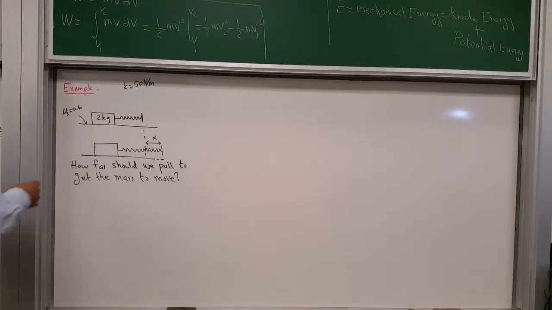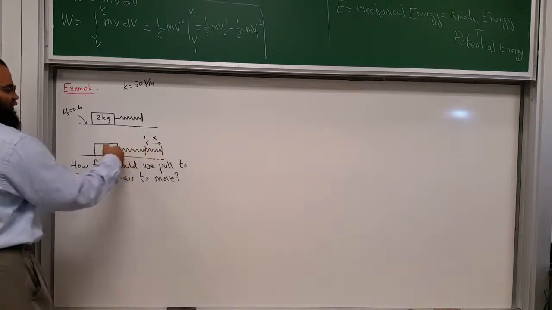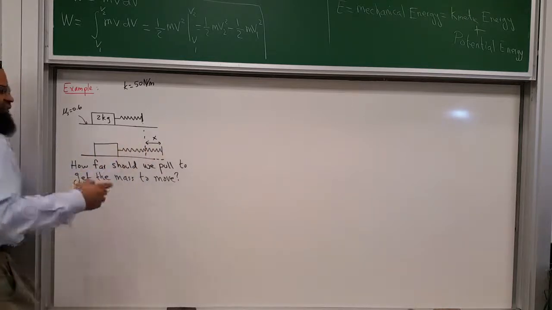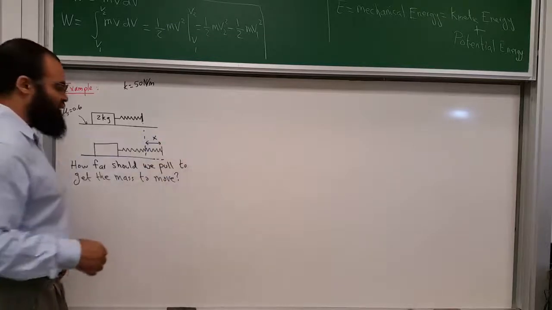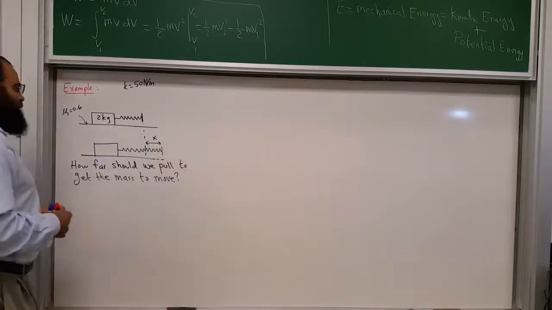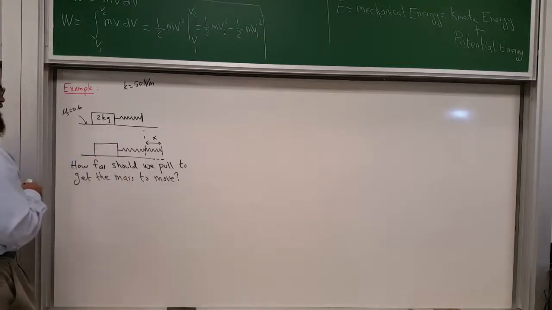Well, as you start pulling the spring on this side, the spring will also pull on the mass on this side, right? Remember, springs always pull on both sides. You have to tie it to one end. So the spring is pulling on this mass with a certain force. Why doesn't the mass move?